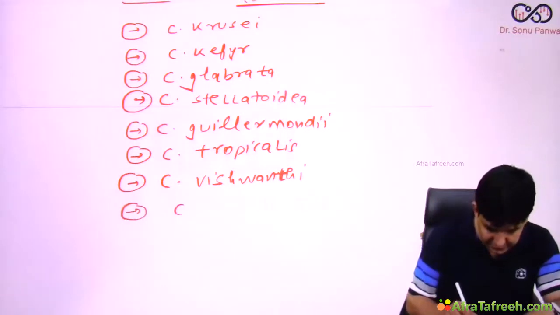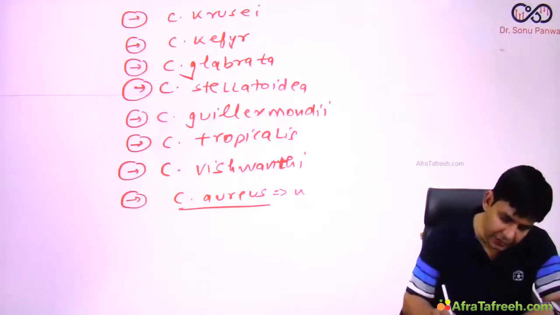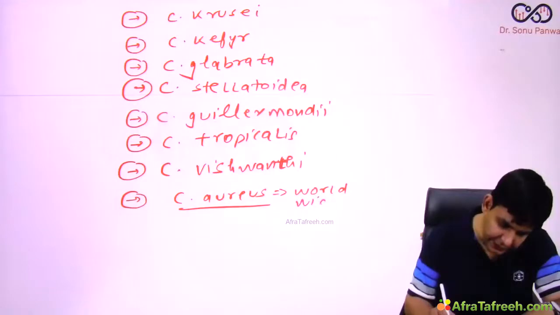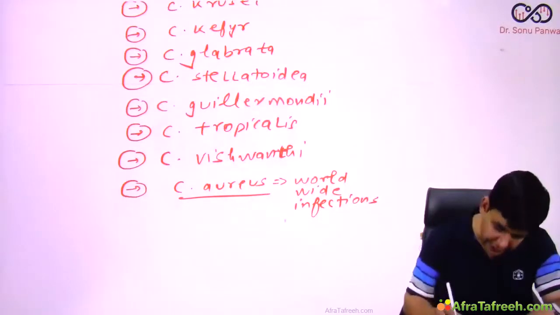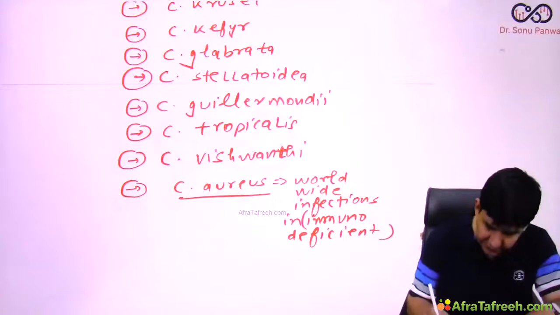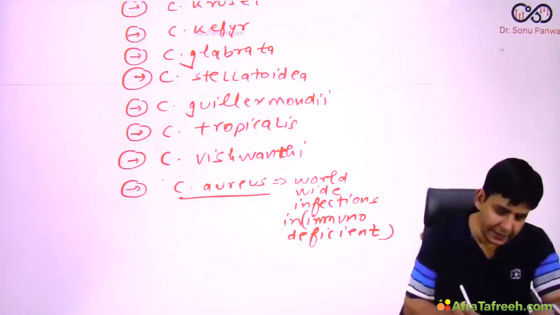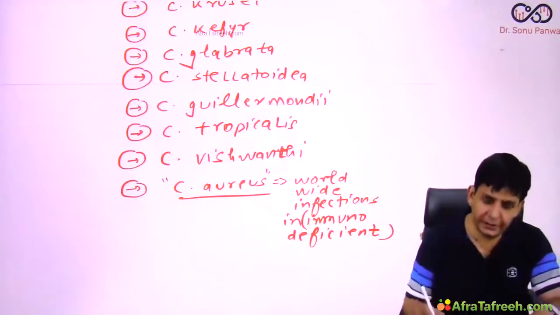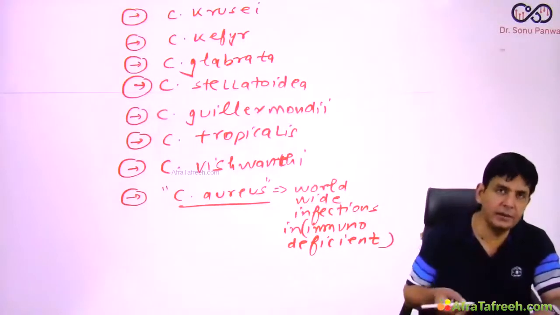One more important one is there nowadays, that is Candida auris. Okay, and this Candida auris has caused worldwide infections in immunodeficient individuals. It was in the news that this particular one has caused widespread infections all over the world, and mostly in the immunodeficient, obviously. Okay, so need to remember the name. The latest one is Candida auris.